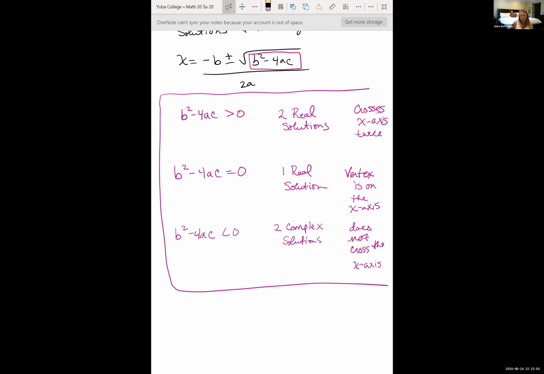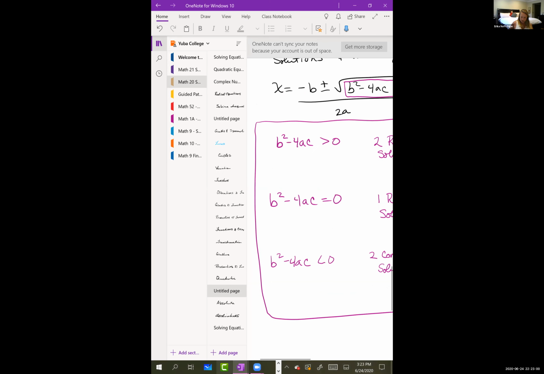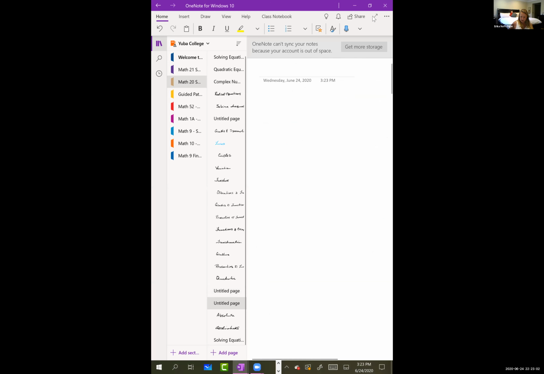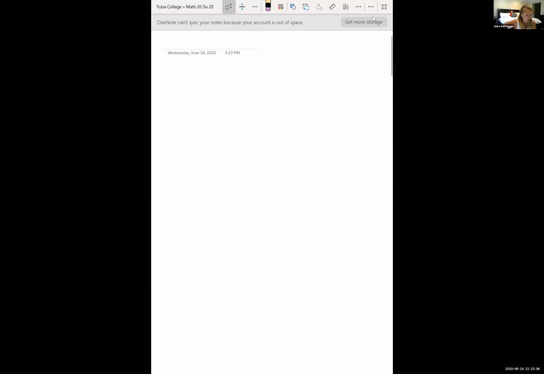So that is graphing quadratic equations. And the last section in chapter 4 that we're doing is 4.5. And I was surprised on how they showed this, but this is quadratic inequalities.